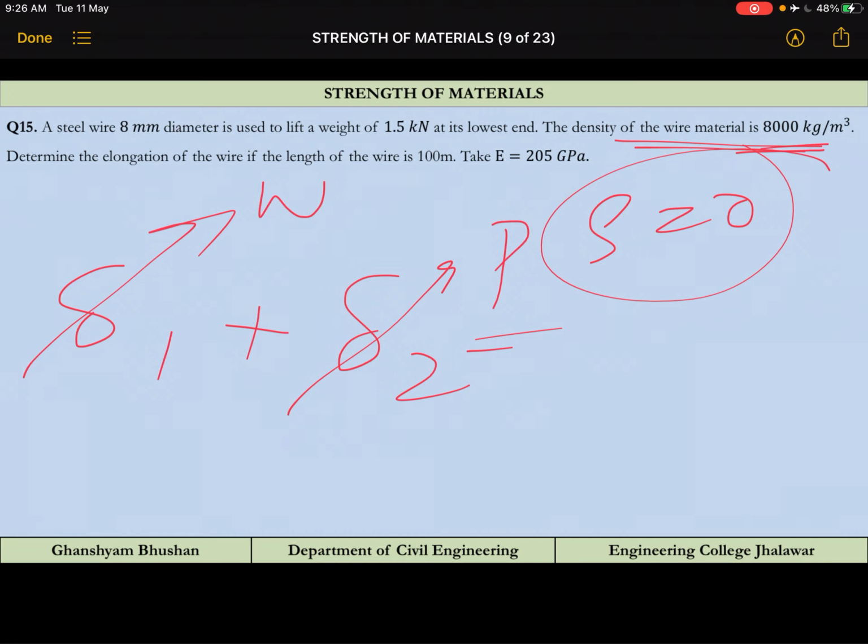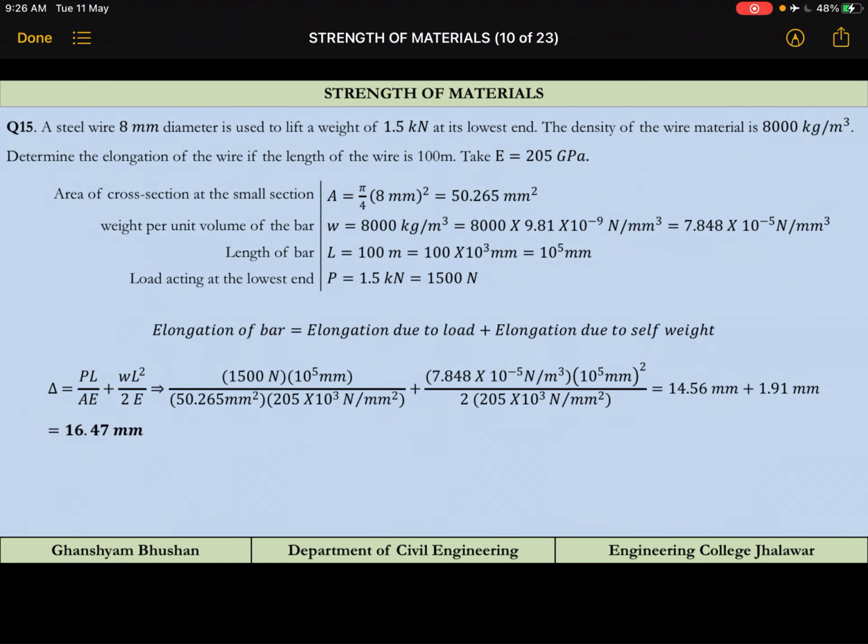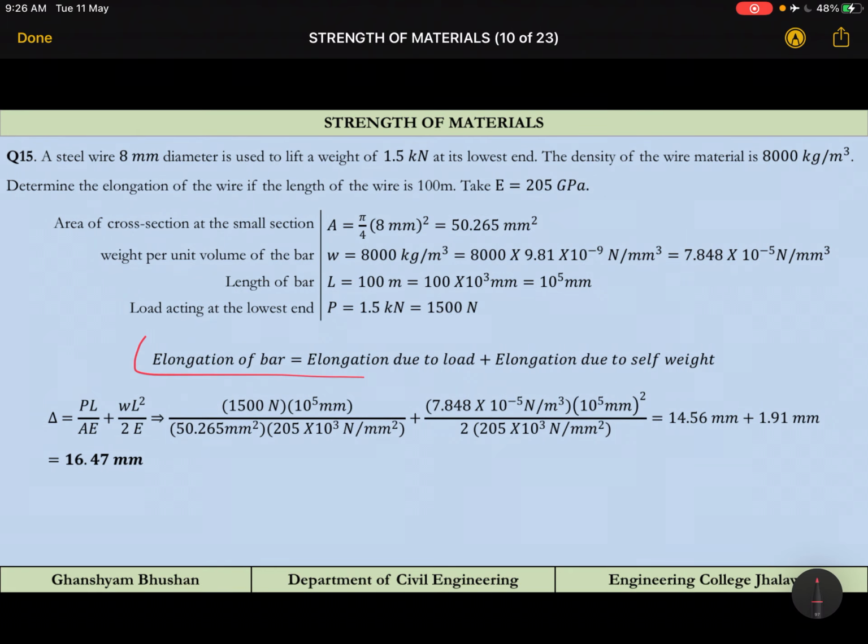Now this problem becomes very easy. Everything is given. So the elongation of the bar will be equal to this equation you can follow: elongation due to load plus elongation due to self weight. This factor 2 should be remembered because this is WL by 2. Put all the values here, you will get 16.47.